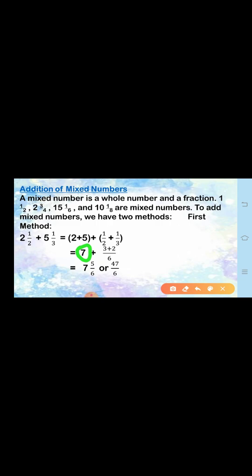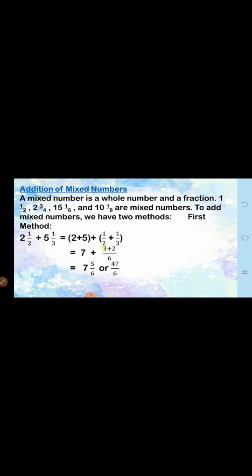Since these two fractions are dissimilar fractions, we will have to use cross multiplication. So 1 times 3 is equal to 3, 2 times 1 is equal to 2, so we get 3 plus 2 is equal to 5, and then 3 times 2 is equal to 6, so we have 6. Okay, copy the 7 and 5 over 6.